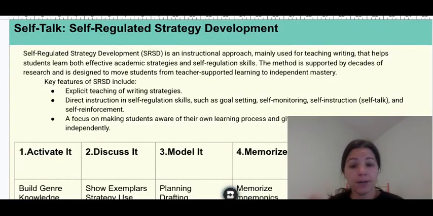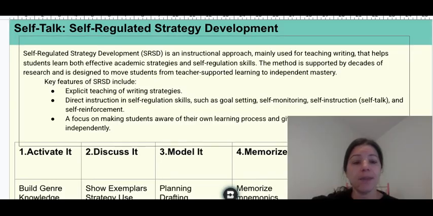And then we talked about how self-regulated strategy development is really important in the writing block. So it's an instructional approach that's used for teaching writing. It helps students learn both effective academic strategies and self-regulation skills. This method is supported by decades of research and is designed to move students from teacher-supported learning to independent mastery.